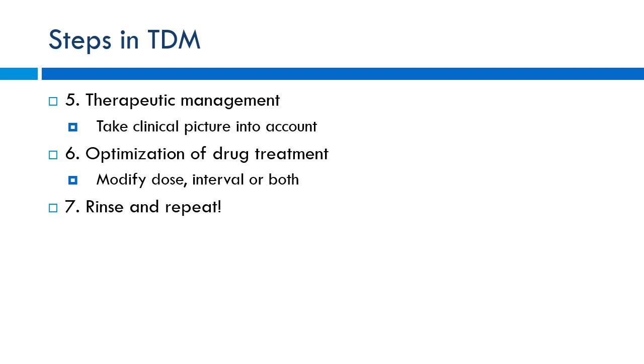You let that new dosage regimen get to steady state after 4 or 5 half-lives, and then you go ahead and rinse and repeat. Get another level, see where it's at, and then you can adjust the dose again if you need to. Okay.